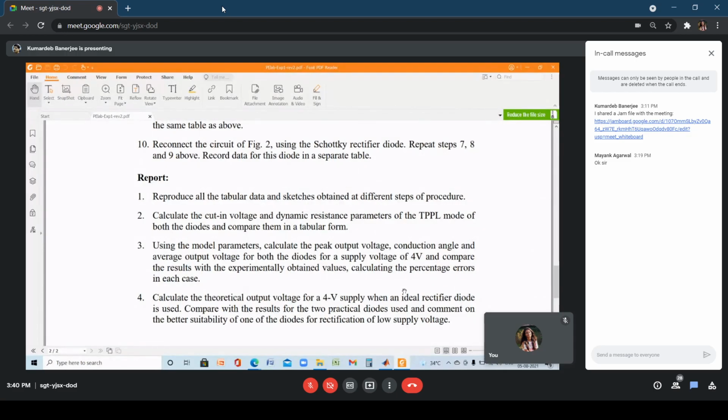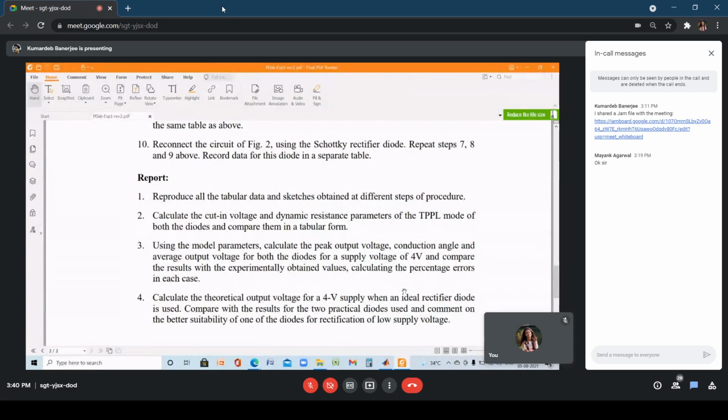So this you have to do from the graph you generate. Now using the model parameters, calculate the peak output voltage, conduction angle, and average output voltage for both the diodes for a supply voltage of 4 volt, and compare the result with the experimentally obtained values. Since I'll provide you with graphs, the data you generate from the graph are the experimental values, right? But you have to calculate the theoretical values also and find out the essential differences between the theoretically calculated value and the practical value.